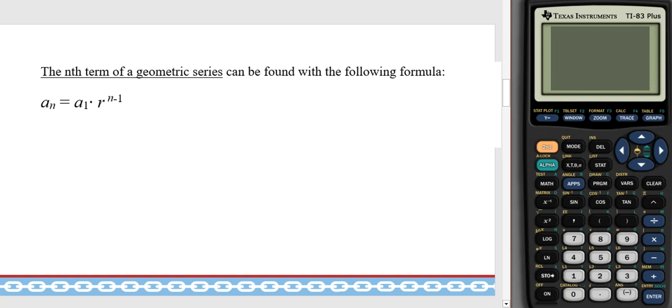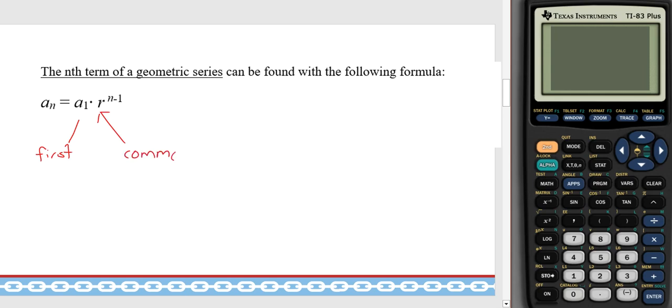Finding any term of a geometric series can be found with the following formula. We have our term is equal to first term, right? So this is first term times r, which is our common ratio.